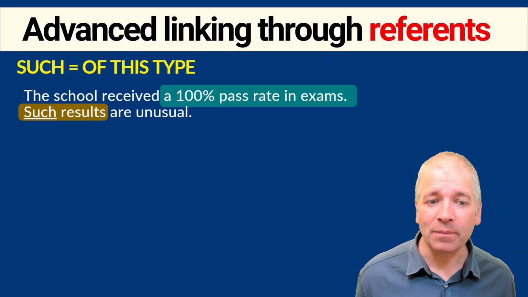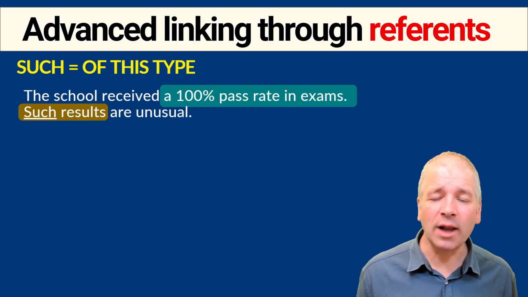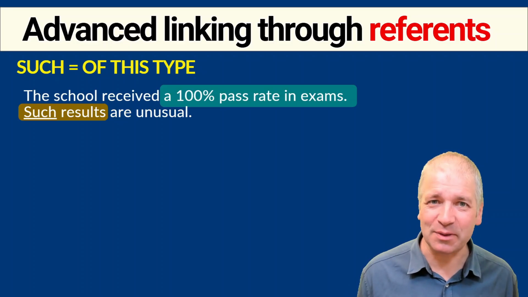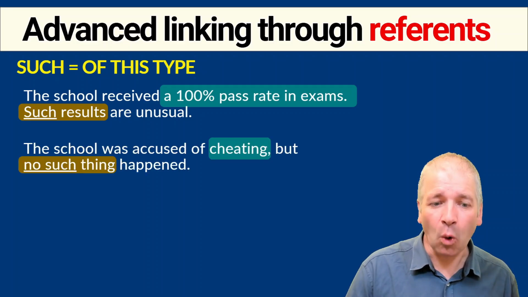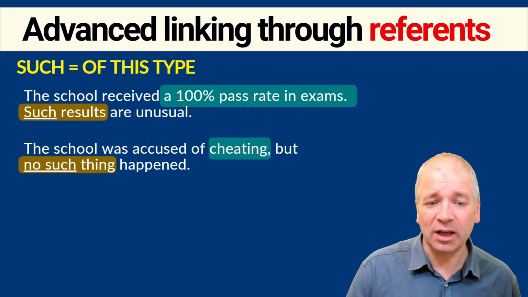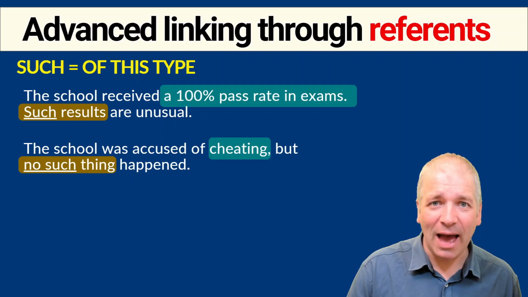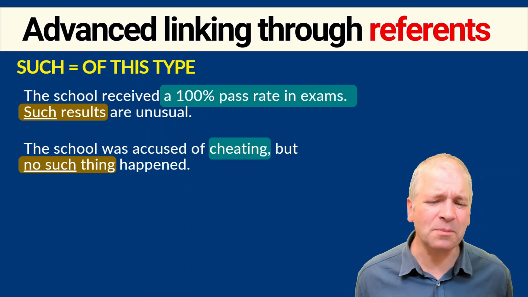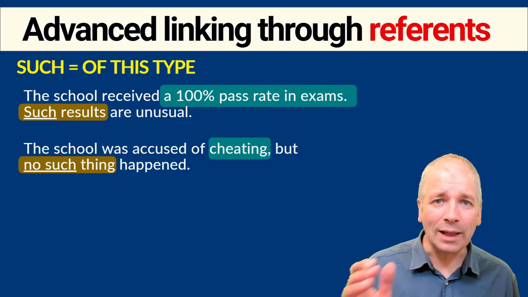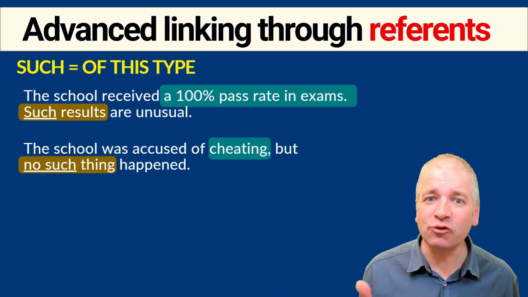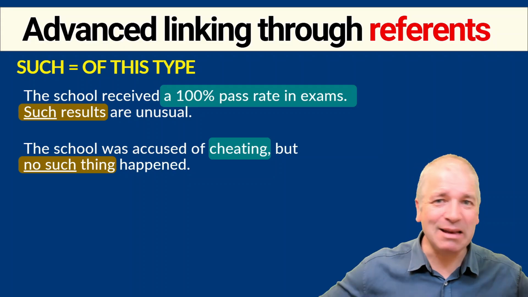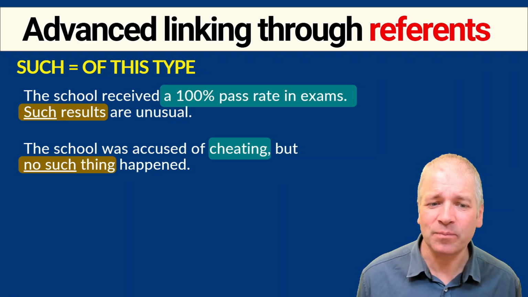For instance here, The school received a 100% pass rate in exams. Such results are unusual. Or, the school was accused of cheating, but no such thing happened. What does such mean in each case? Well, such refers back to the highlighted part. A 100% pass rate in exams. It saves us repeating the same thing.